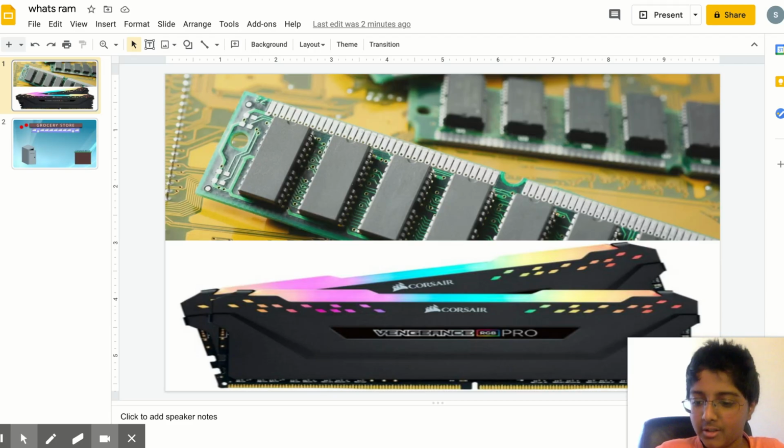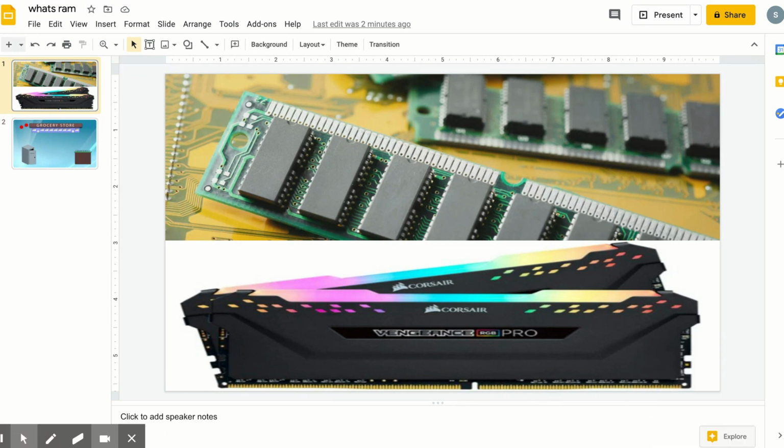RAM. What is RAM? In this video, I'm going to be talking about RAM. What is RAM? RAM, which stands for Random Access Memory, is memory whose data can be accessed almost instantly regardless of where it's stored. So it's very fast, milliseconds fast.